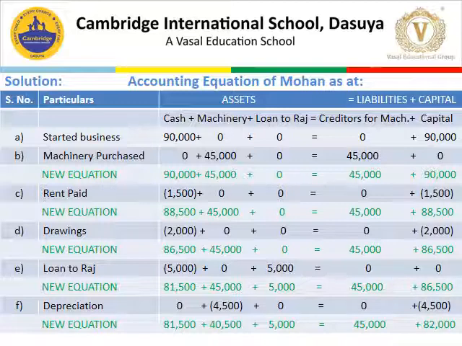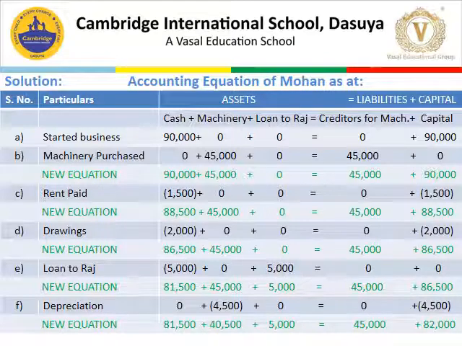Next is rent paid. Rent paid is the amount of expenses when paid out of the business. There is an outflow of cash, so 1,500 will be deducted from cash. There is no other effect on the asset side. Since it is an expense to be ultimately borne by the proprietor, and the proprietor account is the capital account, 1,500 will be deducted from capital also. So the new equation would be cash 88,500, machinery balance 45,000, creditors for machinery 45,000, and capital remains at 88,500, and both the assets and liability sides are equal.